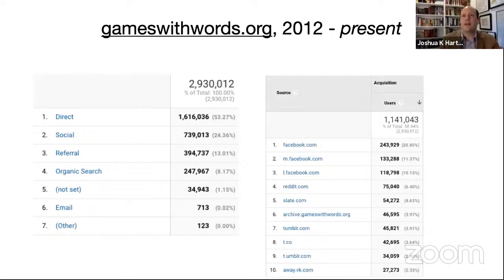If you actually look at the number one domains that research subjects came from, 3 different versions of Facebook are the top 3. And then Reddit, and then one particular article on Slate. Thank you very much, Slate.